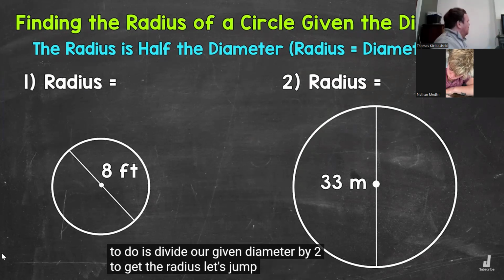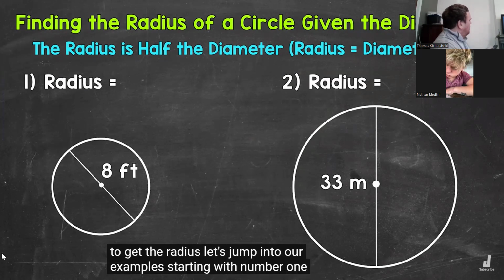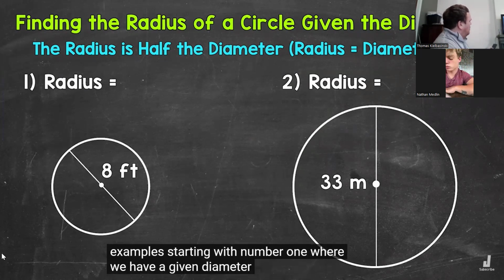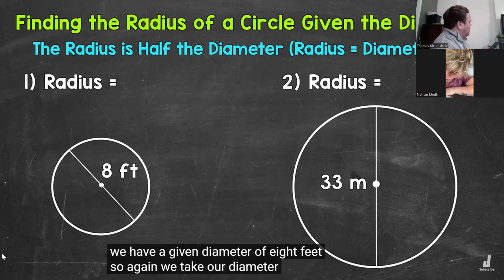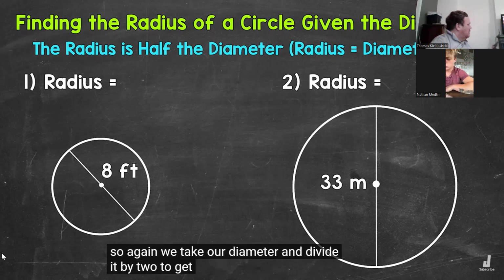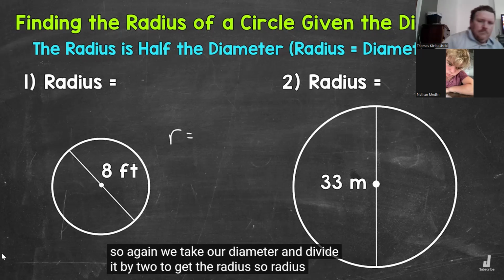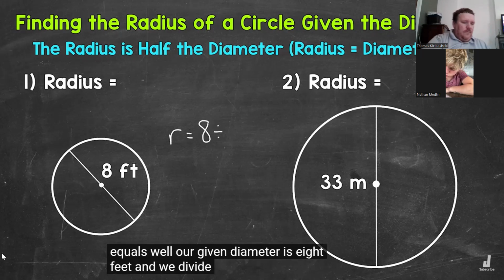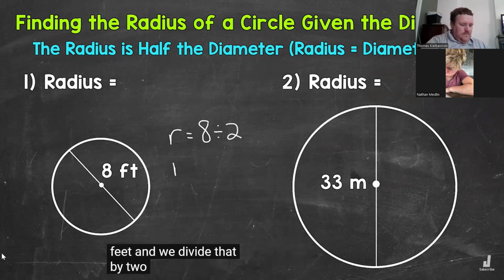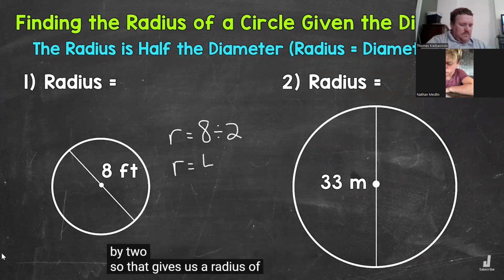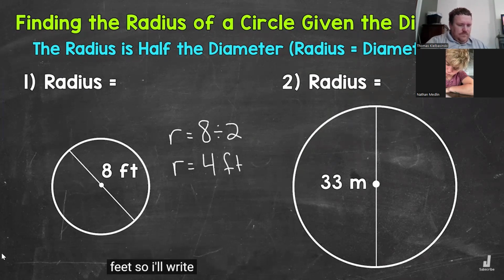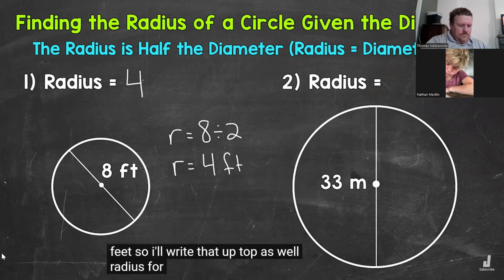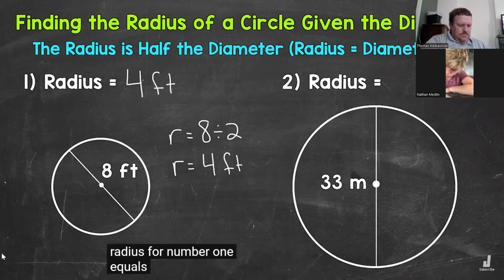Let's jump into our examples, starting with number 1, where we have a given diameter of 8 feet. So again, we take our diameter and divide it by 2 to get the radius. So radius equals, well, our given diameter is 8 feet, and we divide that by 2. So that gives us a radius of 4 feet. So I'll write that up top as well. Radius for number 1 equals 4 feet.